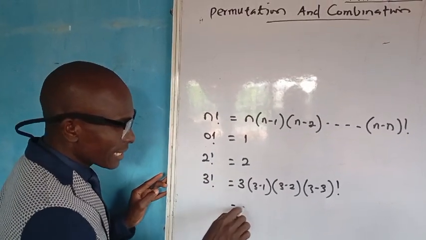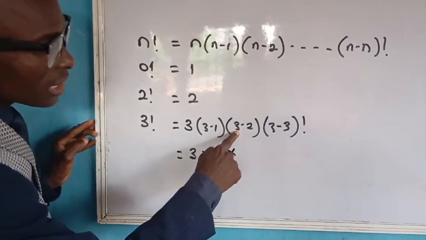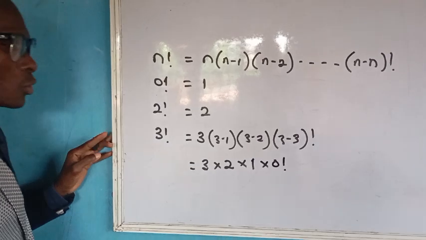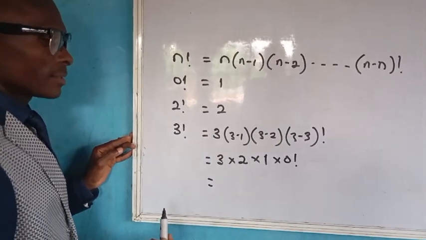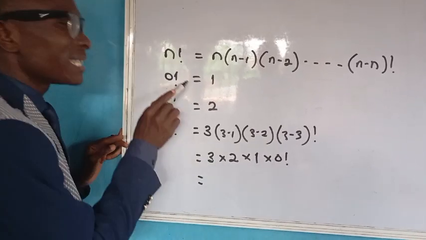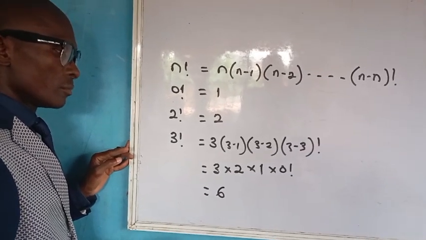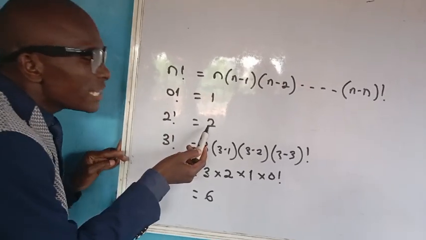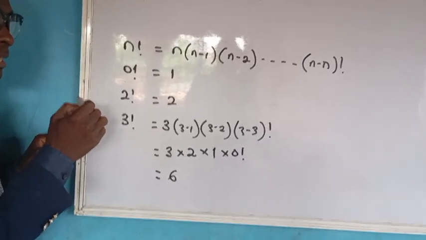So in other words, here is 3 times 3 minus 1, which is 2, 3 minus 2 is 1, 3 minus 3 is 0 factorial. It means 3 times 2 is 6, times 1, 6 times 1 is 6. 0 factorial we said is 1, so everything becomes 6. So 3 factorial means 6, but 2 factorial is 2, and 0 factorial is 1. Are you getting it?